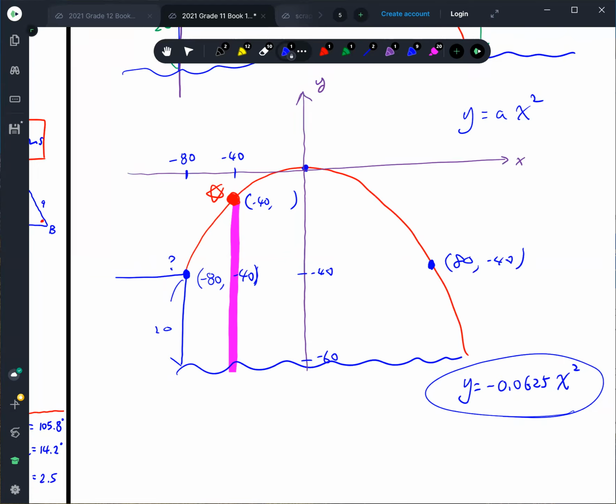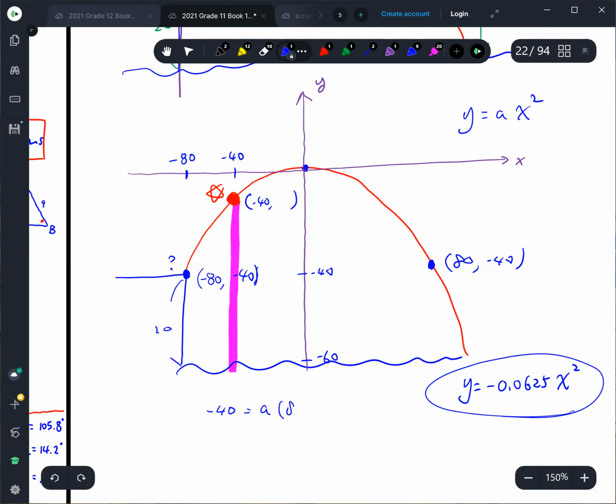I plugged in 80 and negative 40. Okay, 80 goes to X, right? Yeah. So negative 40 equals A and 80 squared. Okay, so A equals, let's check. Oh, three. Oh, I accidentally missed a 0. Oh, okay. Yeah. Okay, so let's try one more time.